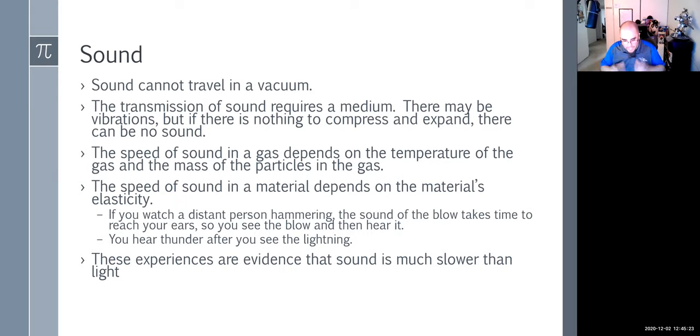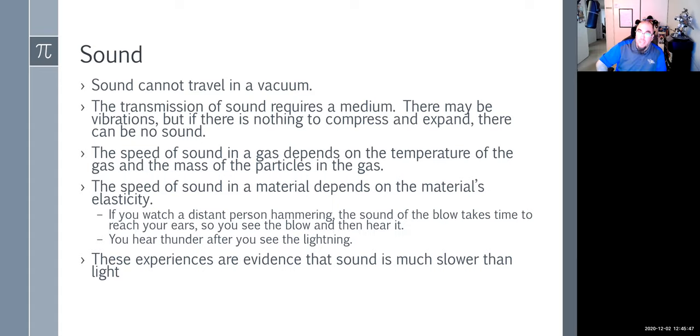If you were to be inside that ship when the explosion happens, yeah, you'd have a sound at that given moment. But once that ship has basically deteriorated into space, there's no sound because there's nothing to cause it to vibrate, right? The speed of sound in a gas depends upon the temperature of the gas and the mass. The speed of sound in a material depends upon the material's elasticity.